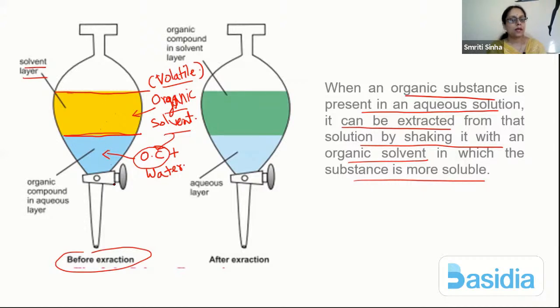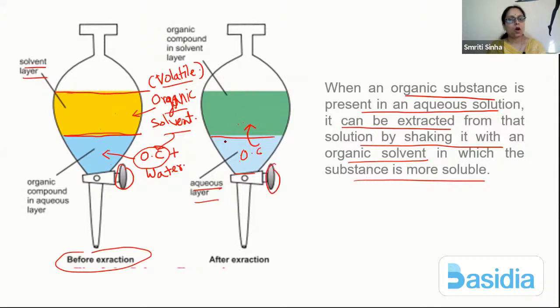Once you add this, two layers form. Close the knob, shake this very well. After shaking, you will again see two layers with different colors. Now the water is pure water over here. Whatever compound was dissolved here has gone above into the organic solvent, because the organic solvent was able to dissolve this compound more than water. So it took the organic compound along with itself.